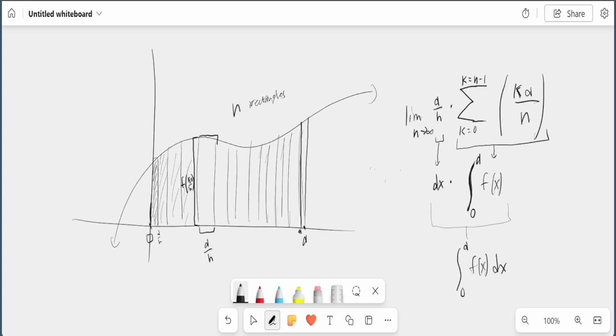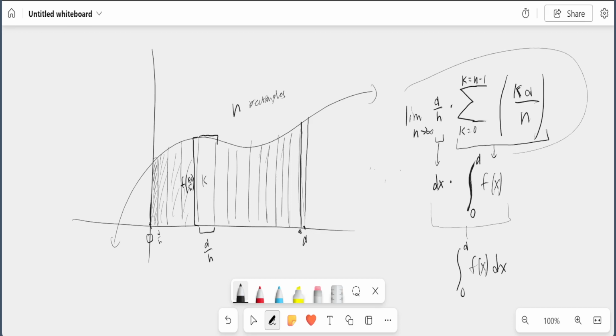If we want to find the area from 0 to a, we divide it into n rectangles. The width of each rectangle is a over n, and the y value of each rectangle is f of k times a over n, where k is just some number. It's the number rectangle that we're on, right? So this is the k rectangle. So rectangle number 1, rectangle number 2, etc.